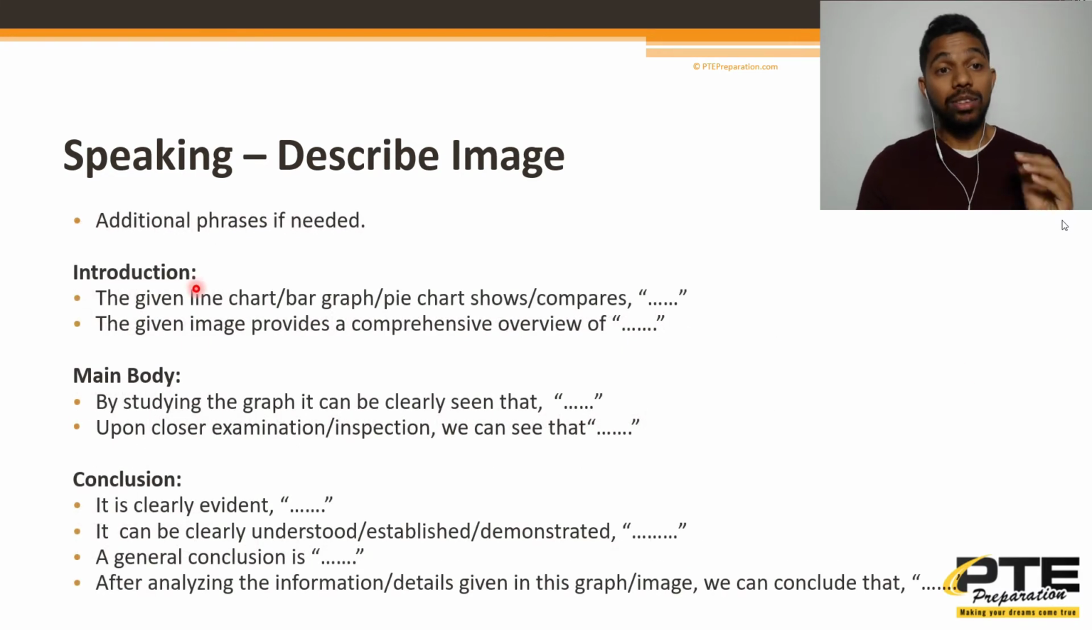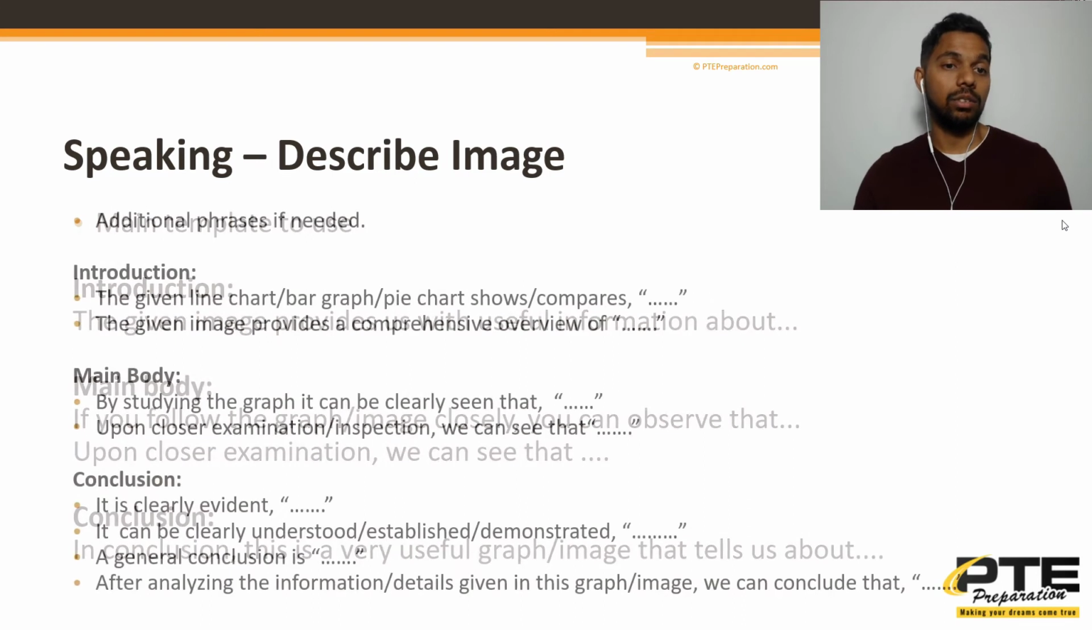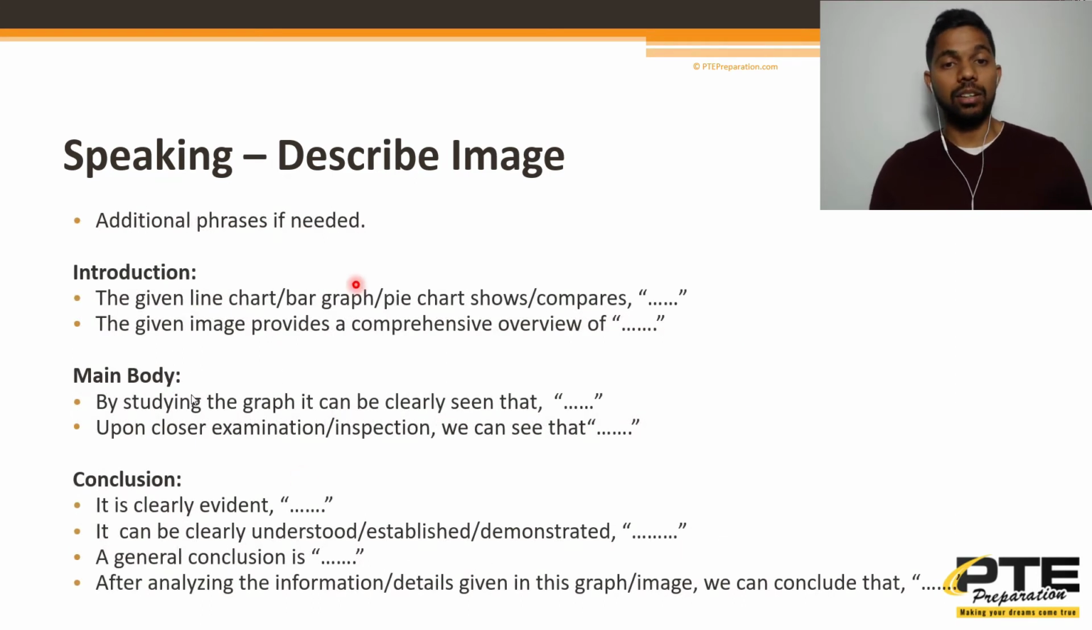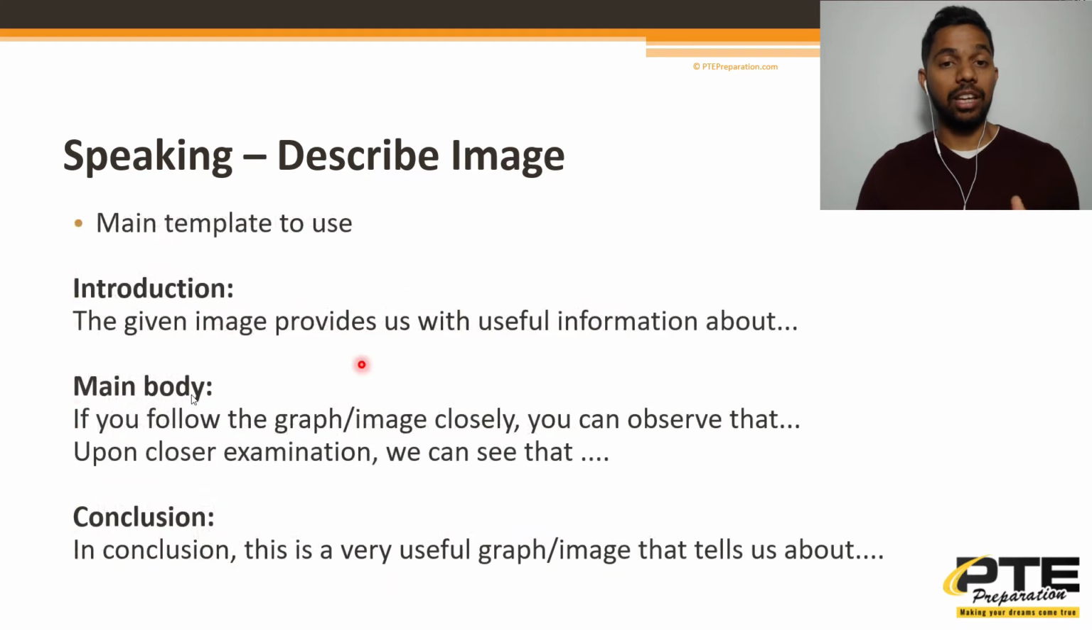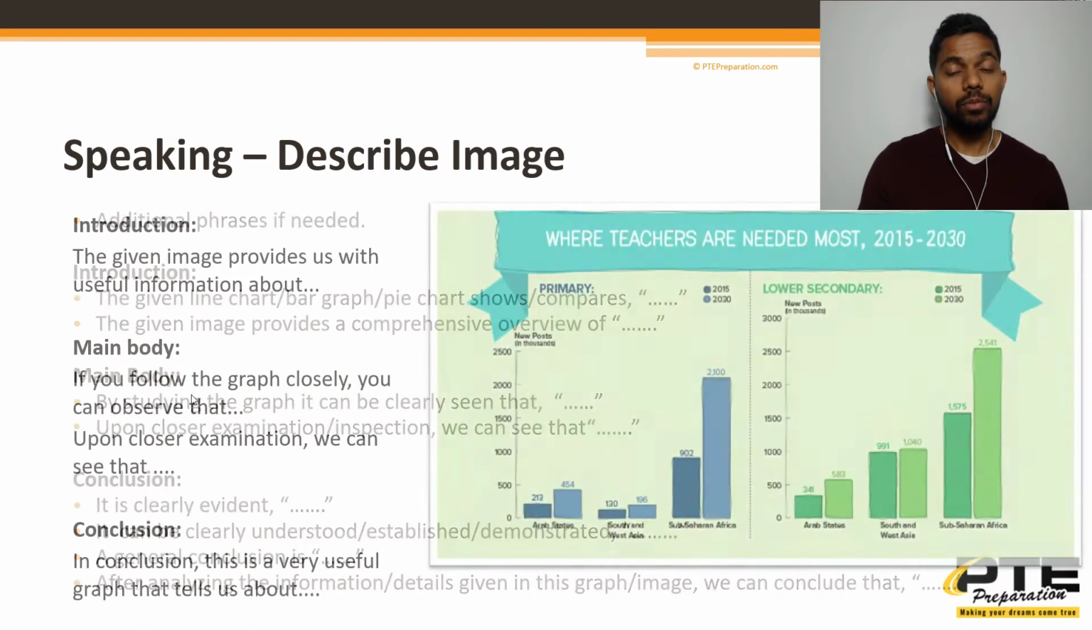Okay, so that was the main template. I've also provided some additional phrases if needed. So you can use this in case you're not comfortable with any of these. You can replace it with one of these, but for the most part, I recommend just sticking with the main template because it works really well. However, if there are certain parts in these alternatives that you feel like using, feel free to do that as well. It works equally well in the exam.